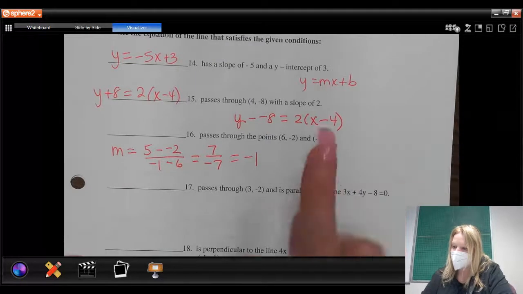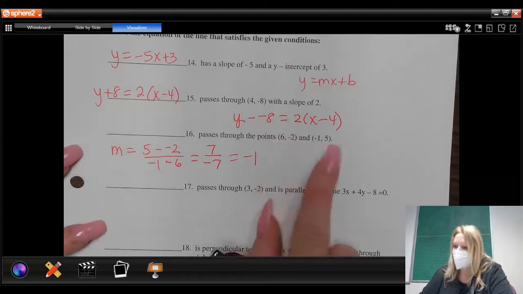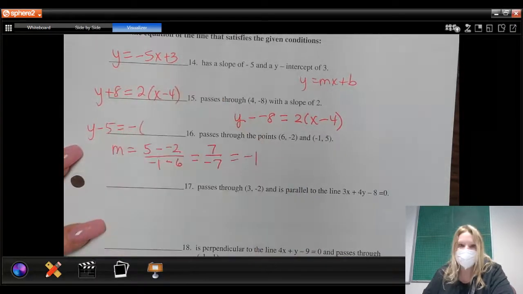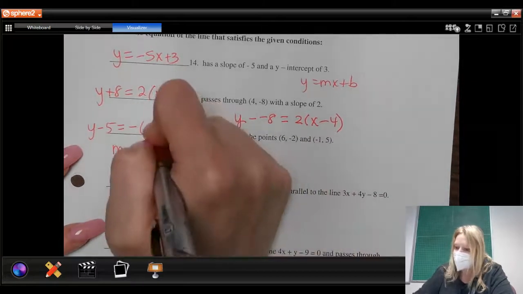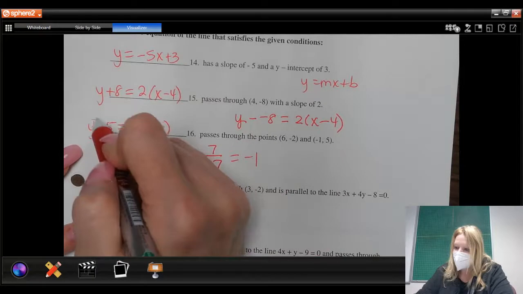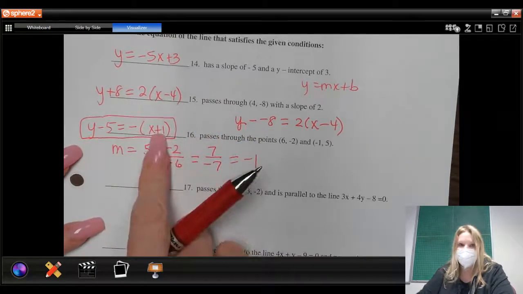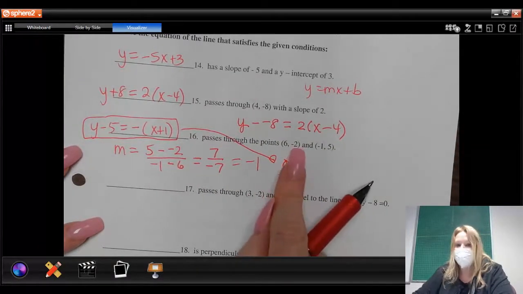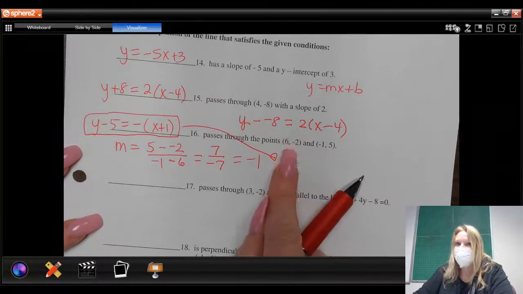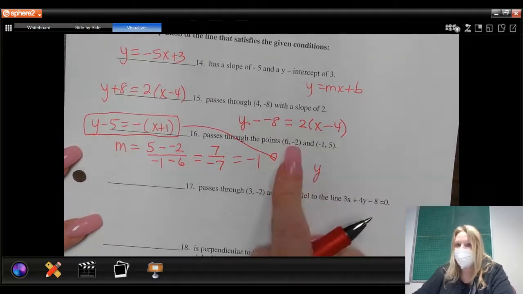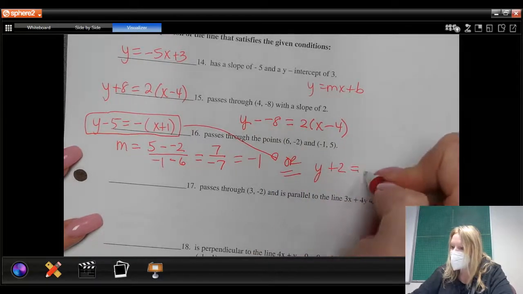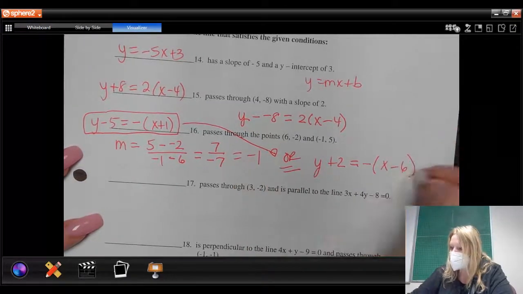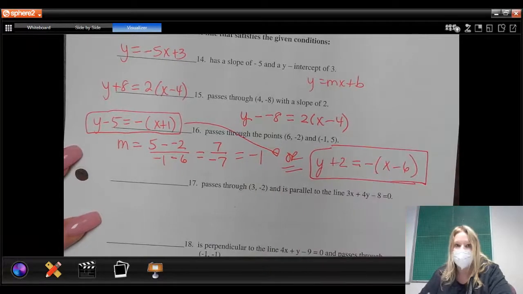So your answer, you could either choose this point or this point. So your answer could either be y minus 5 equals the -1 and then x minus the x coordinate. So that would be, so minus -1 again is a +1. Or someone else might say, well, I want to use this point. So they're going to go y minus the y coordinate, minus -2 is +2, equals m, which is negative 1, and then x minus the x coordinate. So that could also be an answer.